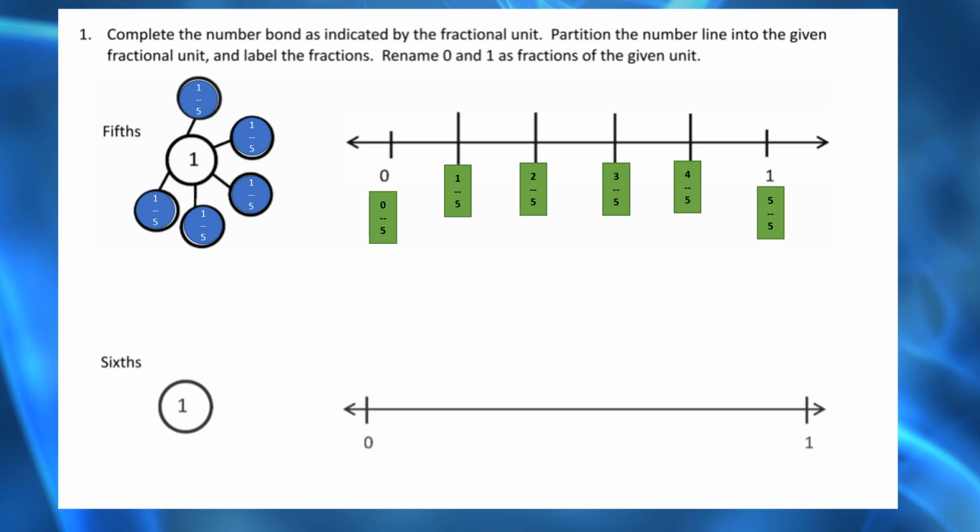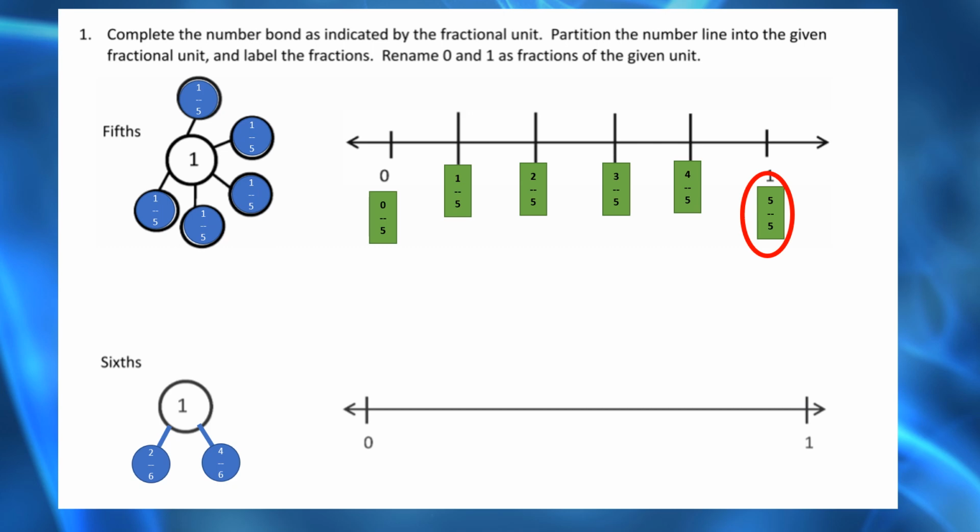Moving on to sixths. So we have the number 1 here in our number bond. We need to complete it. Now, instead of completing it with unit fractions, we're just going to complete it with 2 fractions that are in the fractional unit of sixths that would equal 1 whole. Okay, so what 2 fractions can we put here? Or how many sixths plus how many sixths equals 1 whole? All right, so the 2 fractions that I decided to use were 2/6 plus 4/6, because 2/6 plus 4/6 is 1 whole.